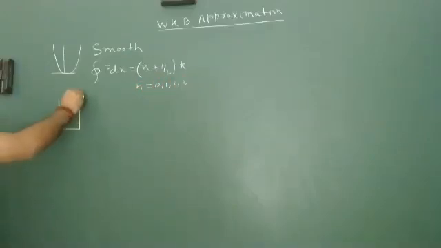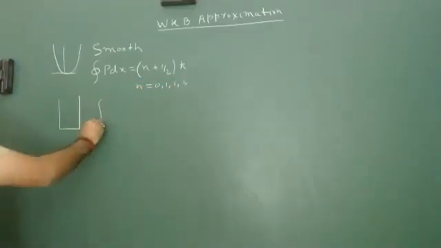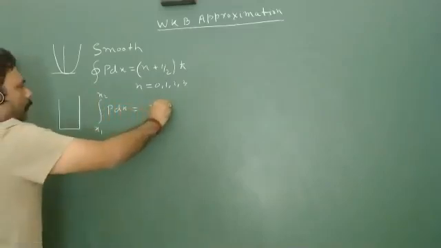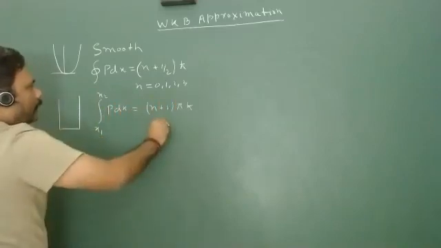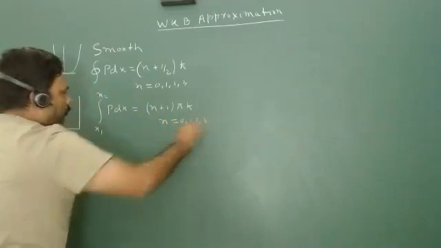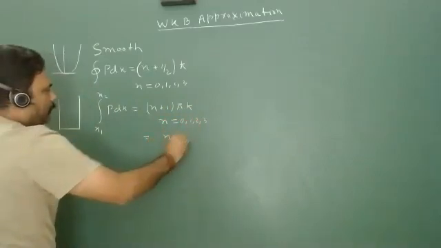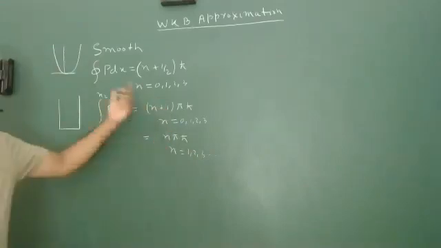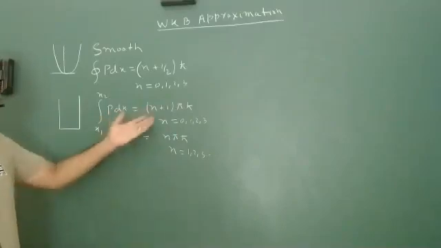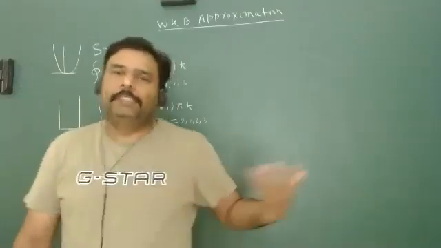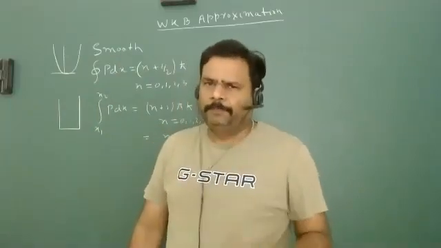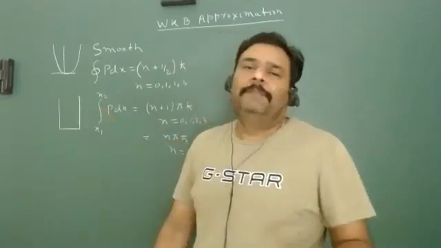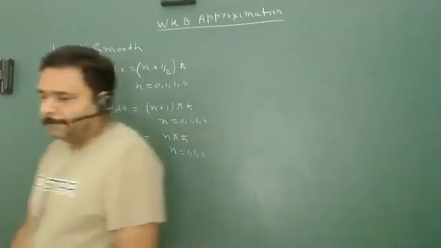Second is the rigid boundary, and we have the integration from x1 to x2 of p dx equal to (n plus 1) pi h cut, where n is equal to 0, 1, 2, 3, and so on. Or this will be n pi h cut, where n is equal to 1, 2, 3, and so on. Either you can use these. Some books prefer this one, some prefer that one, but don't worry, in the examination they will give you which approximation to take. The main thing is how you are going to integrate; this is the main challenge. Everything will be given in your exam, so don't worry about this.